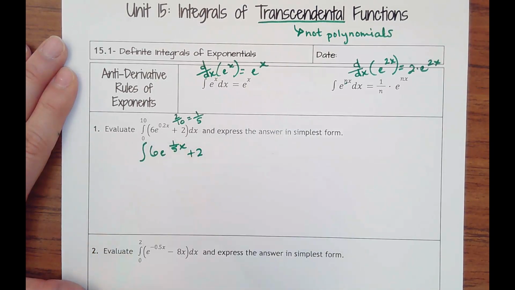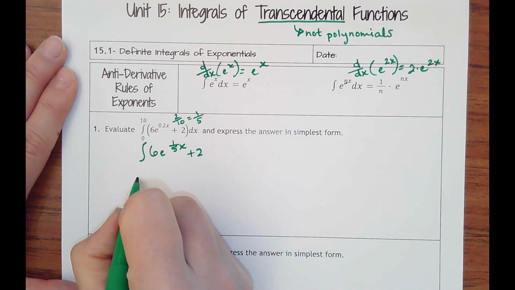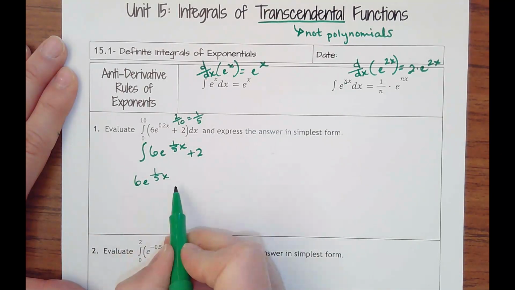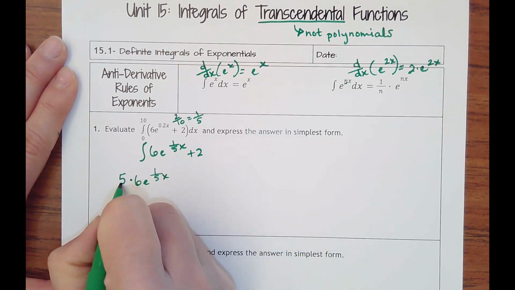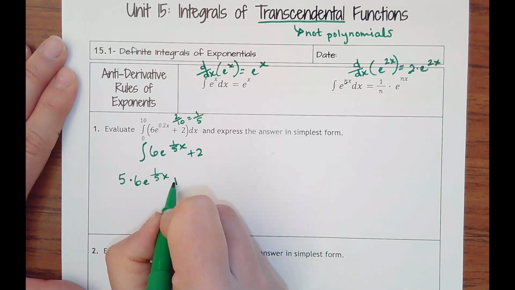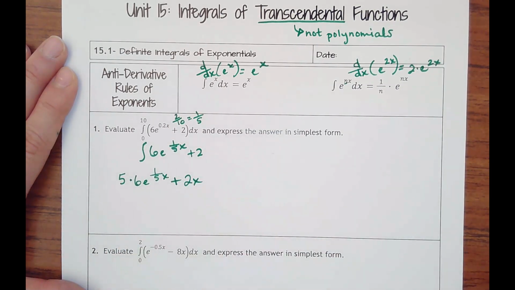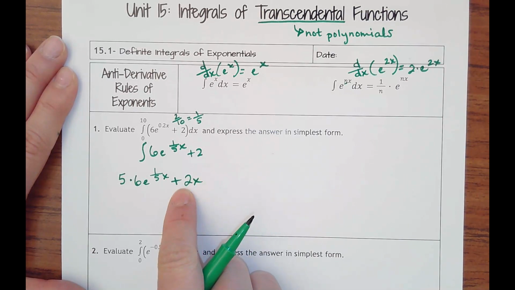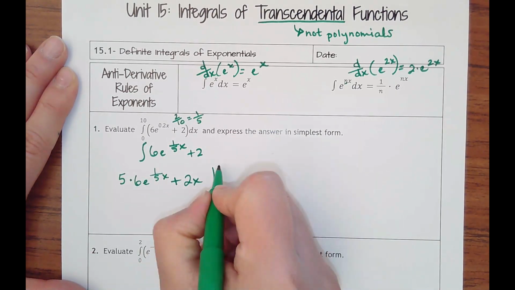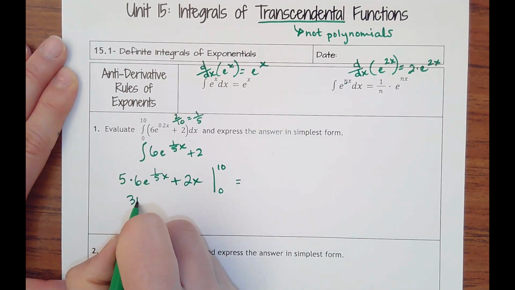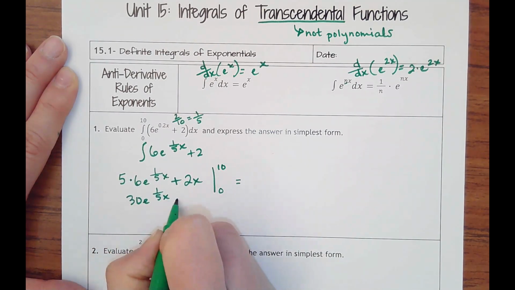Okay, so I'm trying to anti-differentiate that. Again, it's going to be itself, 6e to the 1/5 x, but then I need to divide by 1/5, which is the same thing as multiplying by the reciprocal, 5. And then any constant that does not have a variable gets an x tagged on the end. You could always check by differentiating: what's the derivative of 2x? Well, that would just be 2. And we're going to find this area from 0 to 10. So that would really be 30e to the 1/5 x plus 2x.